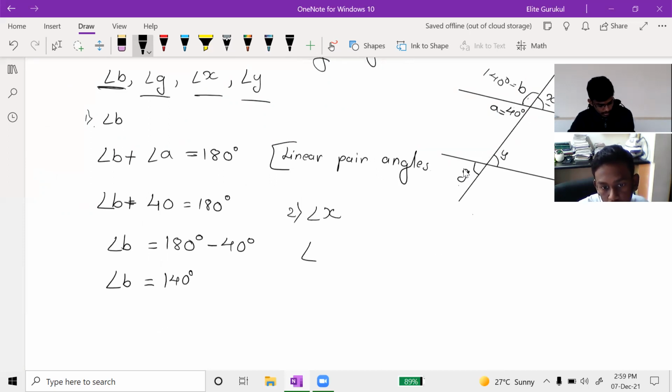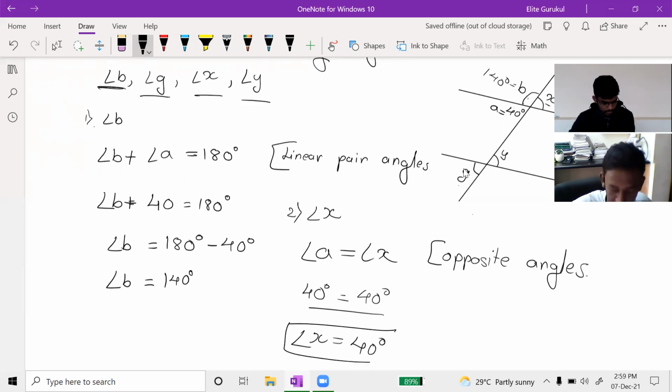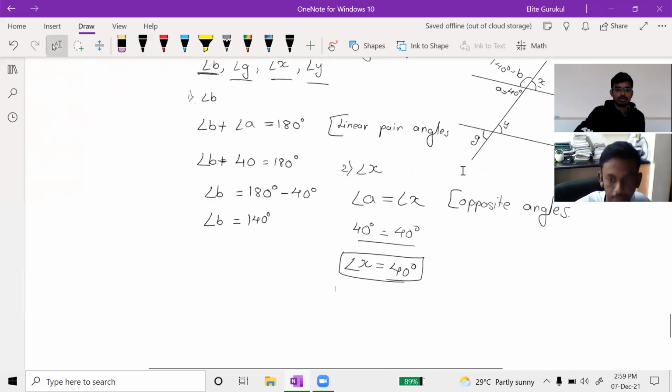Now angle A is equal to angle X. Why? It is opposite. Opposite angles. Very good. Now tell me, angle A is equal to how much? Angle A is 40 degrees, and angle X will also be 40 degrees. So therefore angle X is equal to 40 degrees. Done with the solution. Yes or no?